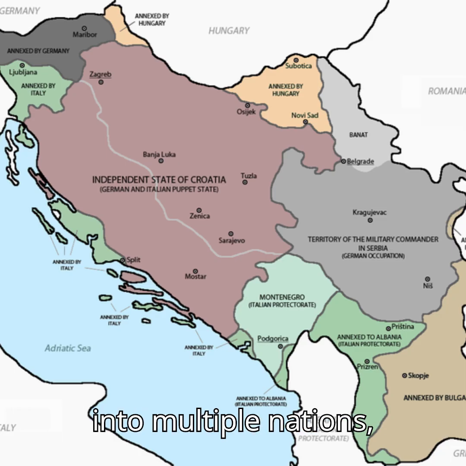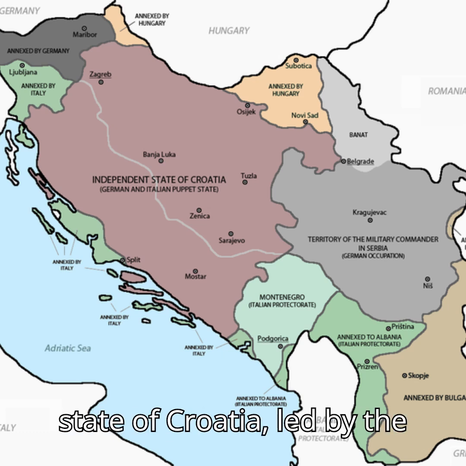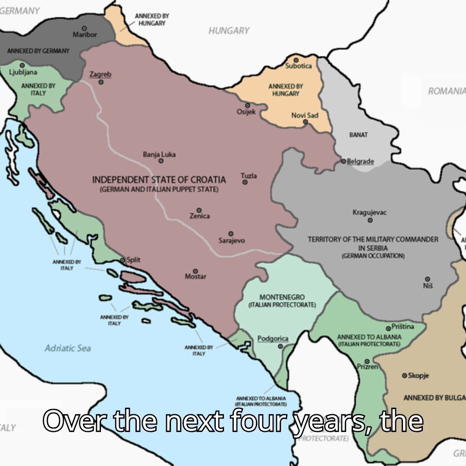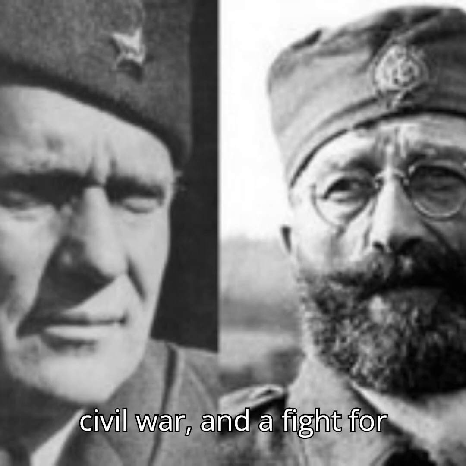Hitler divvied up the country into multiple nations, including the independent state of Croatia, led by the Ustaše. Over the next 4 years, the region would see genocide, civil war, and a fight for freedom.